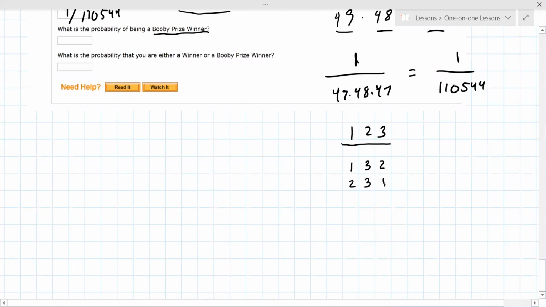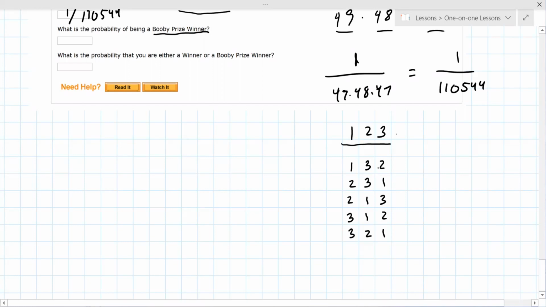2, 3, 1, 2, 1, 3, and then 3, 1, 2, 3, 2, 1. Do you see any that I missed here? So same numbers but in a different order. There should be 6 total, including this one, I think. I'm just trying to figure out if I missed it.